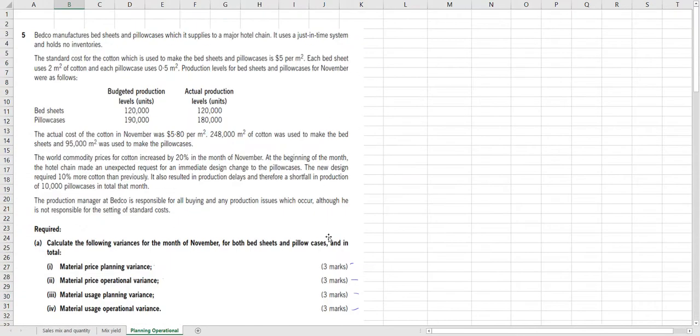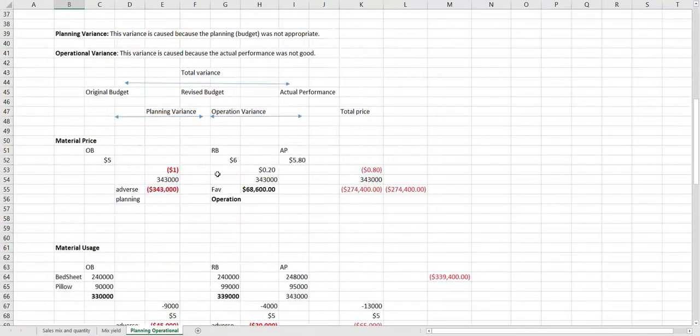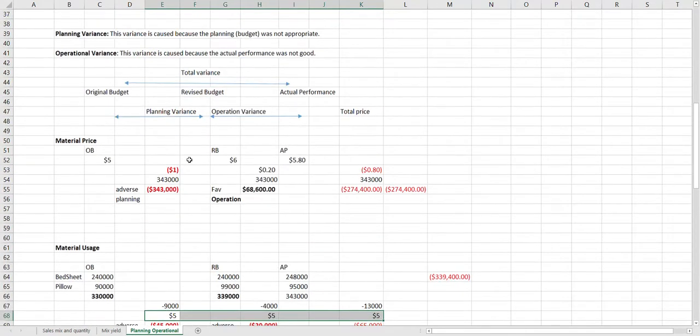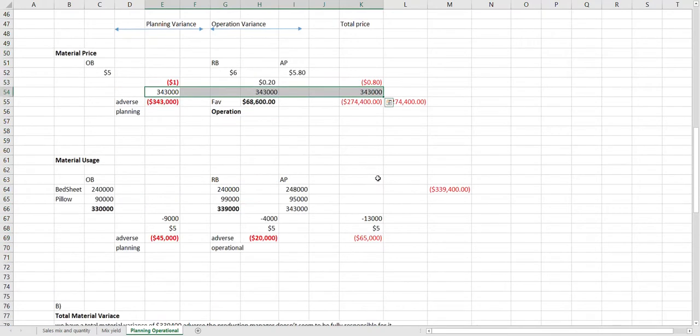Okay, so this is planning and operational variance. So simply, it can happen in any variances that you studied. So you simply add another thing that is a revised budget. And also remember, focus that you have to use the original price here. So price doesn't change when you're looking at usage, and usage doesn't change when you look at price. Okay.